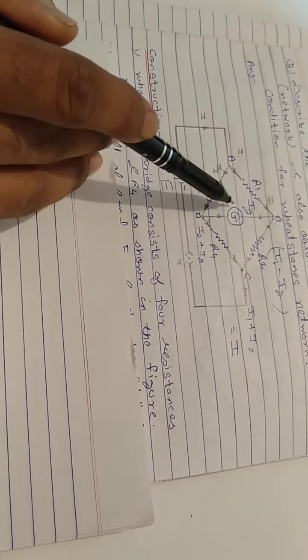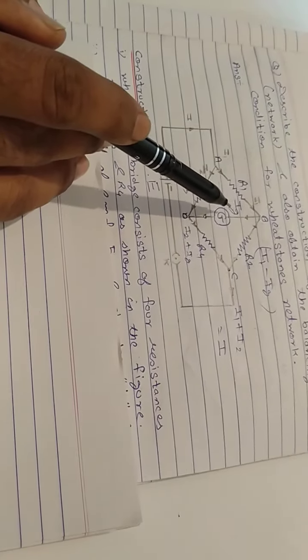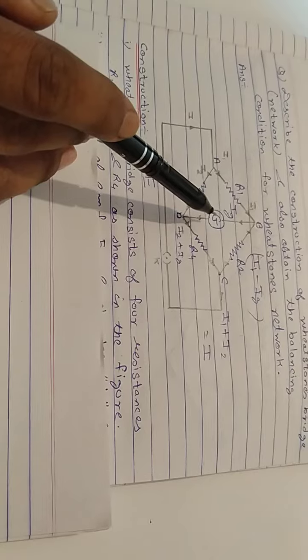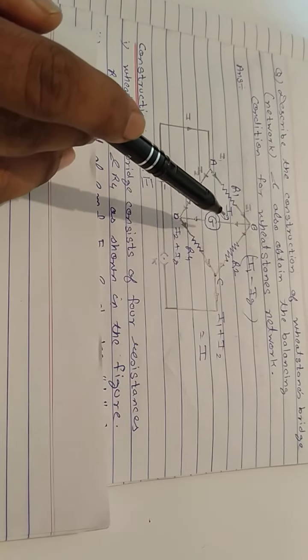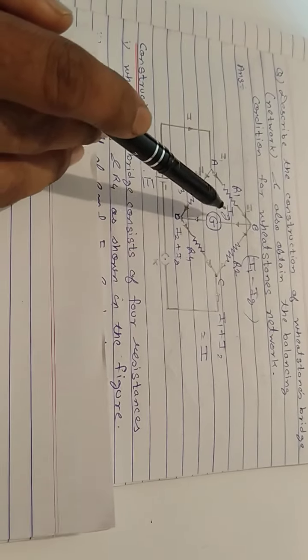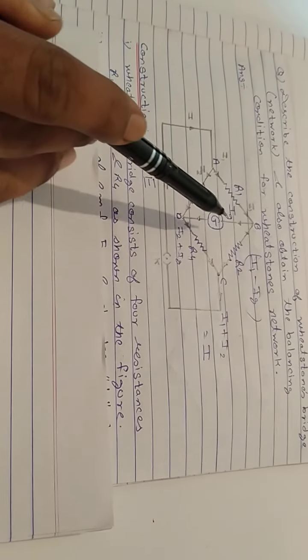What is the potential difference across the galvanometer? Current flowing through the galvanometer into its resistance. What is the resistance of the galvanometer here? G. Current flowing through the galvanometer is what? Ig. The potential difference is what? G into Ig.